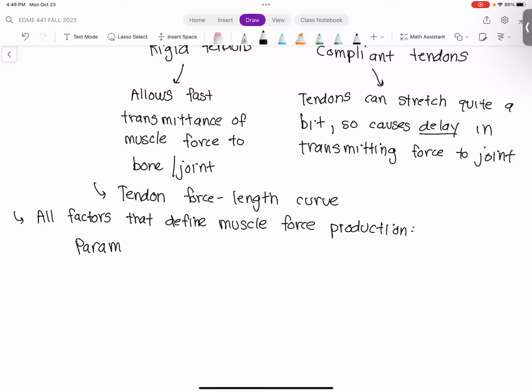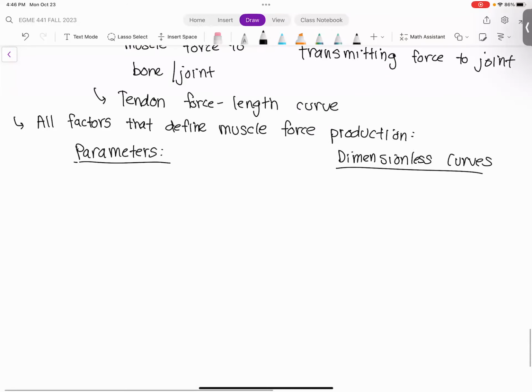All right, so let's recap those parameters real quick, and then we'll recap the dimensionless curves as well. For the parameters, we have 5 of them. The first one we talked about today was the optimal fiber length.